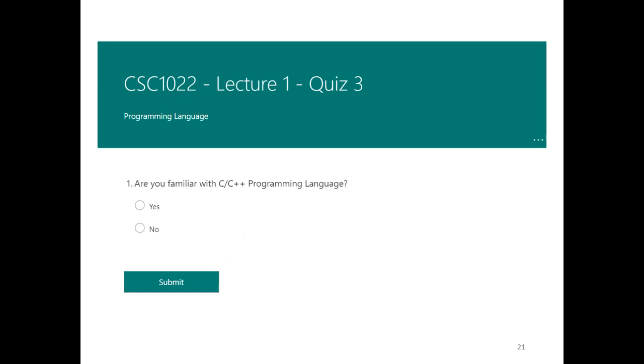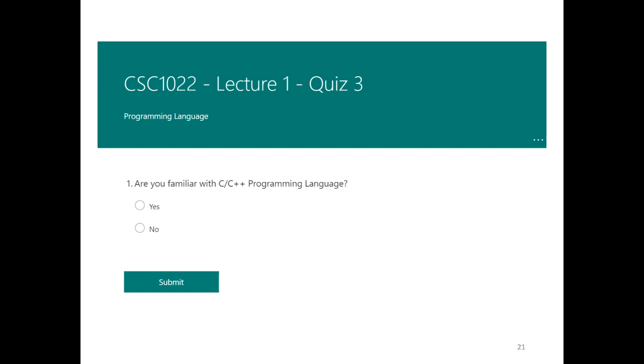So I have one question here. I don't know if you are familiar with C++, so I would like to know this. Let me add another quiz. So I have added another quiz. Please answer to see how many of you are. I don't see any responses yet. I don't know if you are with me or not. Okay, now responses are appearing.